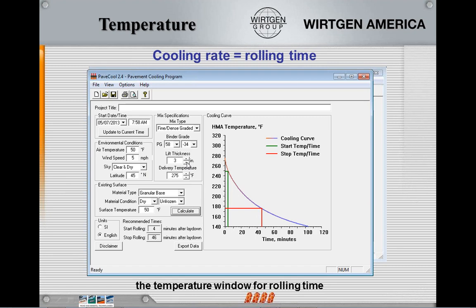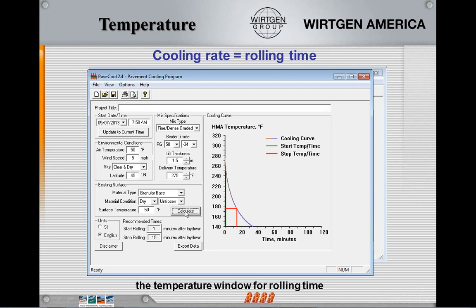Now if I look at the same, everything's the same, but I drop that down to 1.5 inches and recalculate it, I go from 40 minutes down to about maybe 15, maybe 12 minutes. So now with the thinner lifts at the same temperatures, my window of opportunity has just narrowed down. A lot of times when we're doing thinner lifts, what's the paver doing? It's running faster. So I have less opportunity to get the initial compaction.